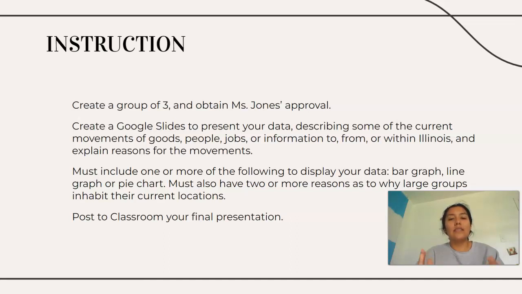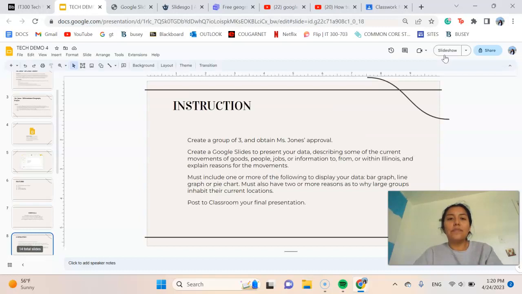Alrighty, and so to aid with the different readiness levels, the students have to create at least one or more of the following to display the data. So the students either have to use a bar graph, line graph, or pie chart, and the more advanced students can use all three. And then the students also must have two or more reasons as to why large groups inhabit their locations. The lower readiness students will do two, and then the higher readiness students can provide more reasons as well. And then they will post to Classroom their final presentation.